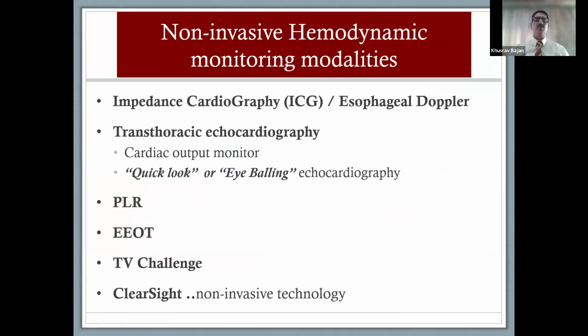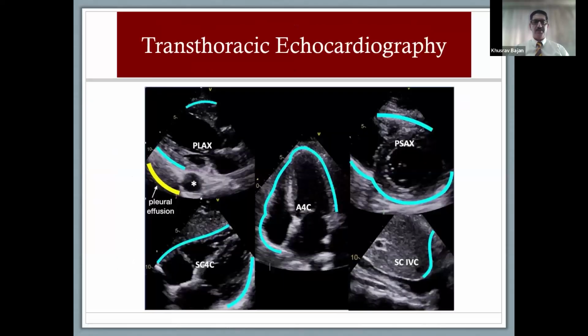But the echo, transthoracic echo or the POCUS, is very good. It not only tells you the ejection fraction, where you can do a quick look or eyeballing, or you can do a Simpson's formula, or you could look at the IVC variability, or you could look at a lung ultrasound and get all your A lines, B lines, and so forth. Then we have a passive leg raising test. We have an end expiratory esophageal test. We have a tidal volume challenge test, and all these are usually done on a ventilated patient. And then you have ClearSight, which is again a non-invasive technology.